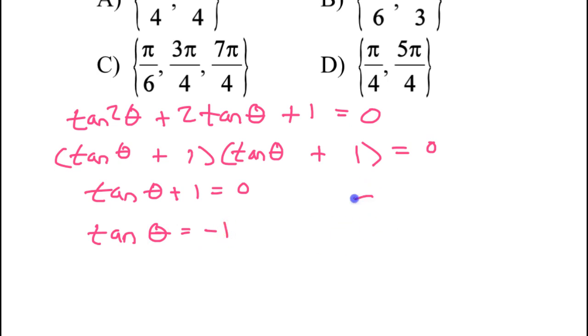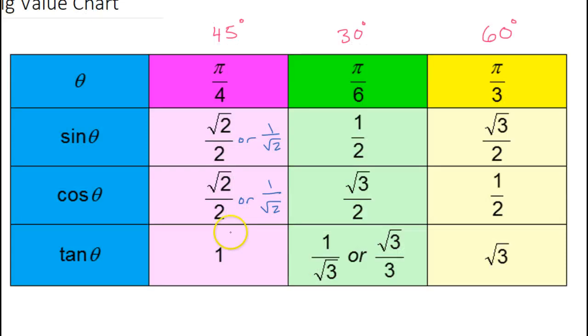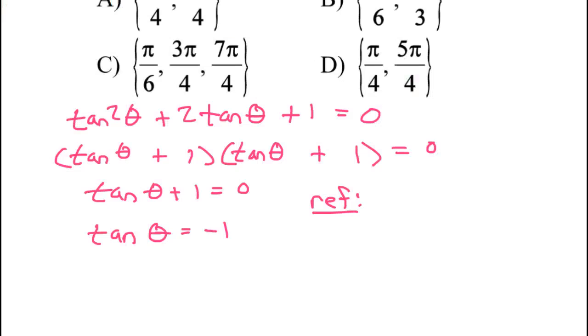So this is going to be a quadrantal. No, I lie. This is on the chart. Tangent of what angle is equal to, well, ignore the negative sign for a second, because let's find the reference angle. Tangent of what is 1? So remember, the tangent of pi over 4 is 1. So that tells us that the reference angle is pi over 4.